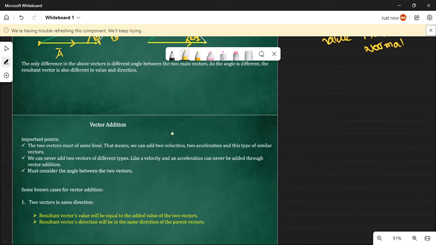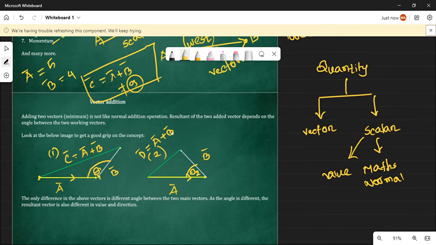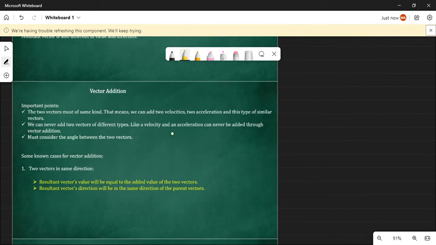Now our topic, vector addition, has some important points, which I have written there and explained. Now we will dive deep into the addition rules.